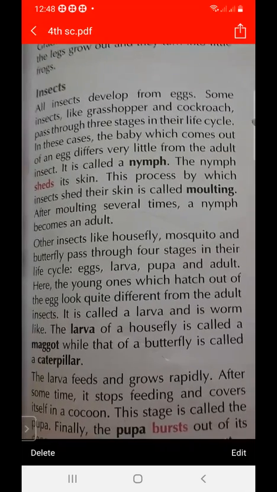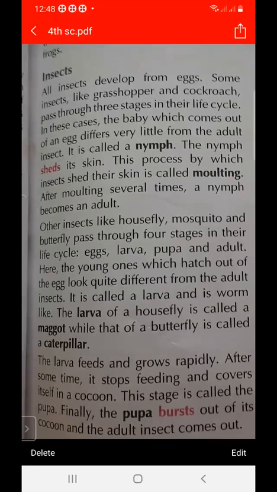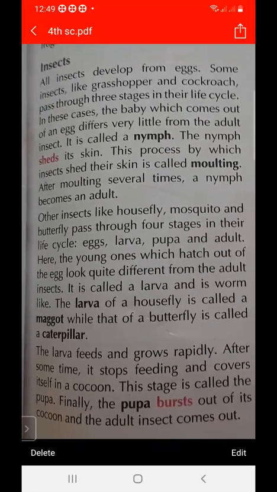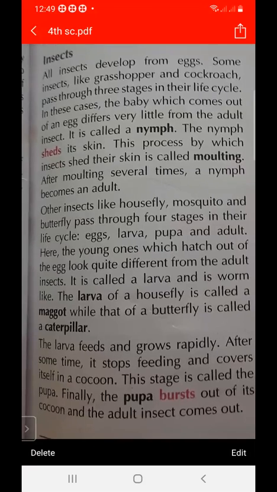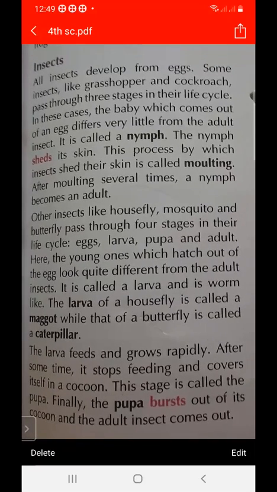So what do you mean by insects? All insects develop from eggs, and insects like the grasshopper and the cockroach have three stages in their life cycle, and the young one is called nymph. Then this nymph changes into the adult through the process by which insects shed their skin, which is called molting. And after molting several times, it will change into the adult.